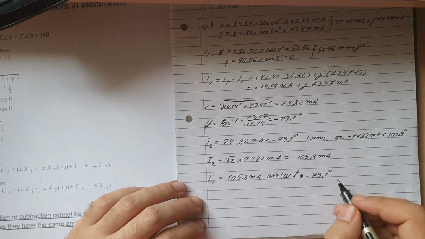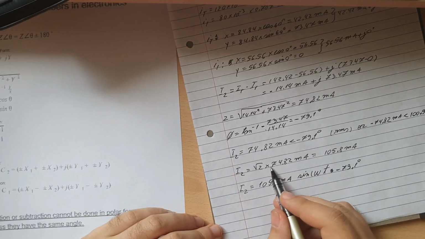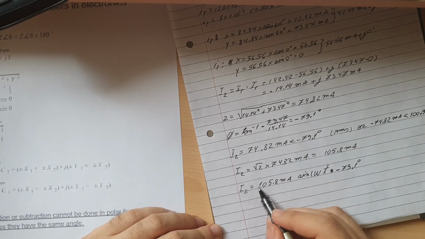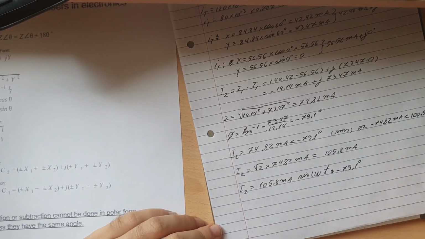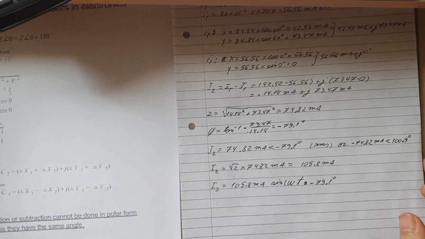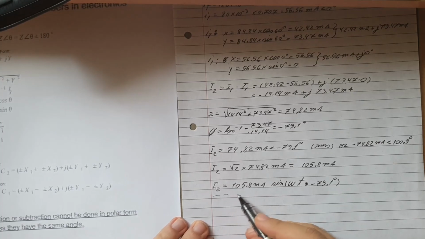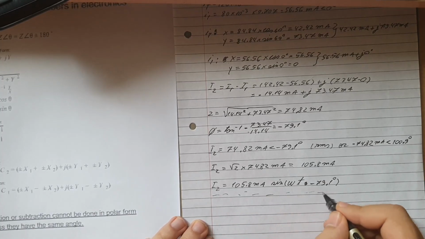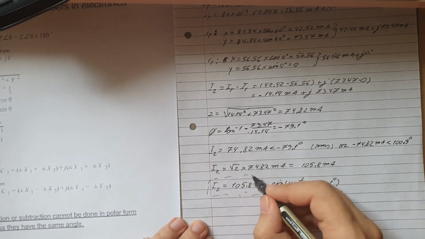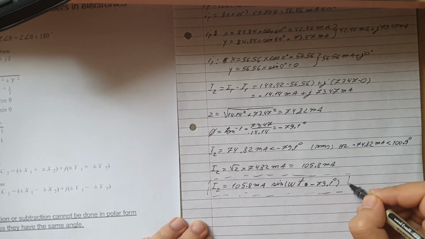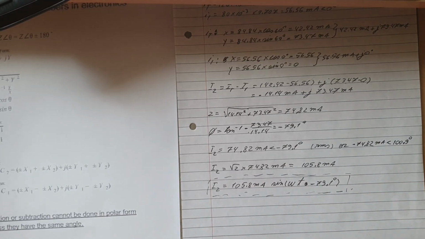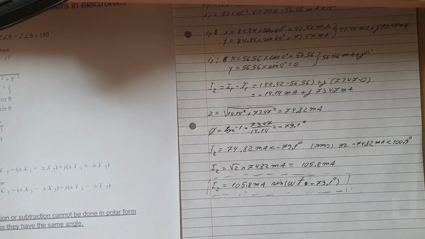79.1 degrees. If this was the other way around, if you use the minus value here, that would be a minus here, and then it would be the plus 100.9 degrees. Anyway, this is the final answer for I2. This is the value that I2 is equal to. There you go. And this will conclude the lesson for this week.